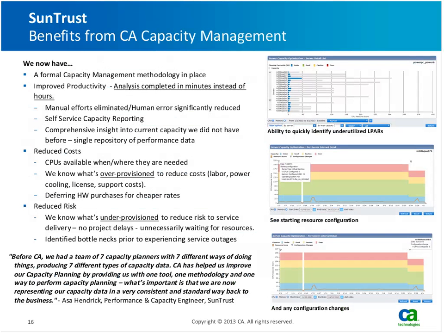Some of the benefits they see from CA capacity management. The top one, I think, is the best one: a formal capacity management methodology is now in place for them. No more do they have 7 different guys doing 7 different things, producing 7 different results. As can be seen at the bottom, they have one tool with one methodology with one way to perform capacity planning, which is important to them because now they have a very consistent, precise, and standard way to report back to the business.